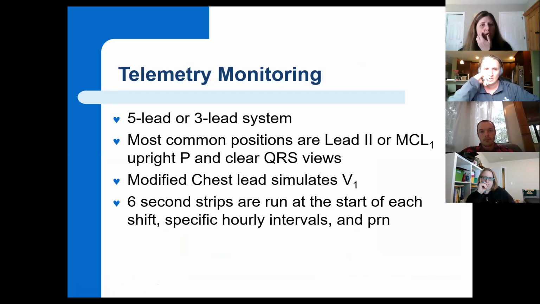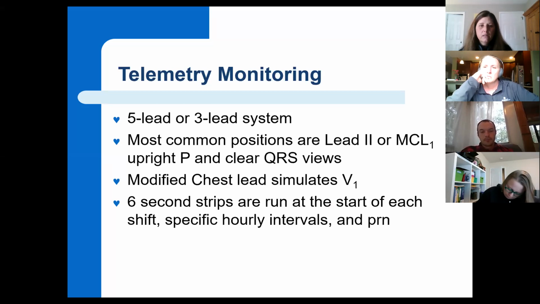Okay. So again, 5-lead or 3-lead. Most common leads there. You don't have to get too excited about this. But 6-second strips are run usually at the start of every shift, at specific hourly intervals, and as needed if the patient starts to have a run of something ugly that scares us.